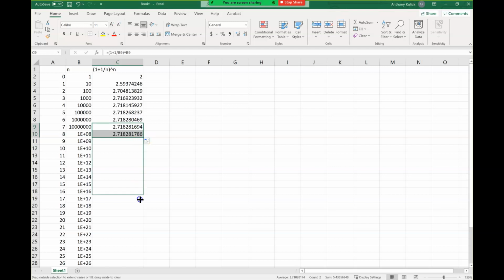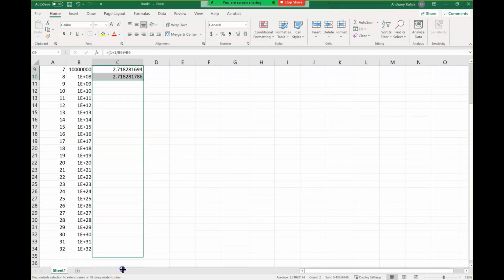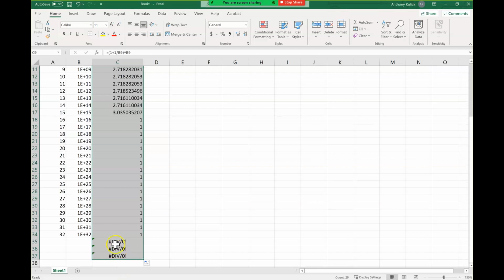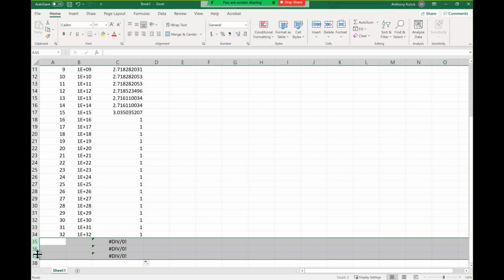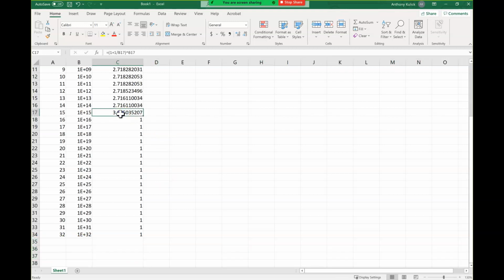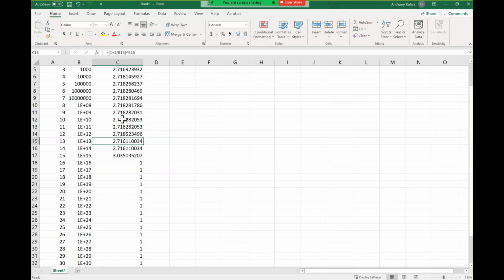And we can continue doing this until it overflows the calculator, apparently. Excel, that's not right either. So Excel broke at some point here, guys. Hate to tell you.